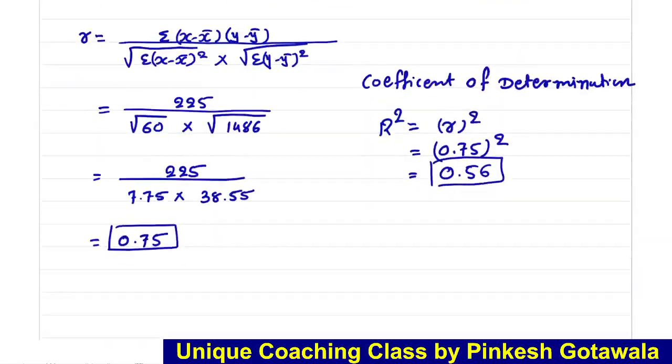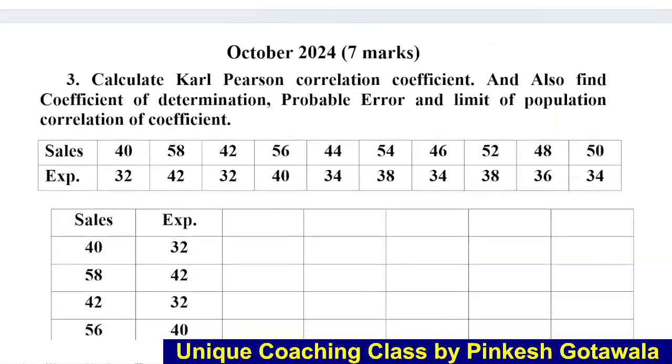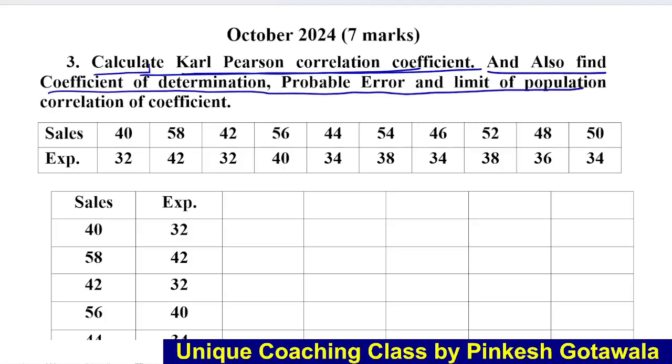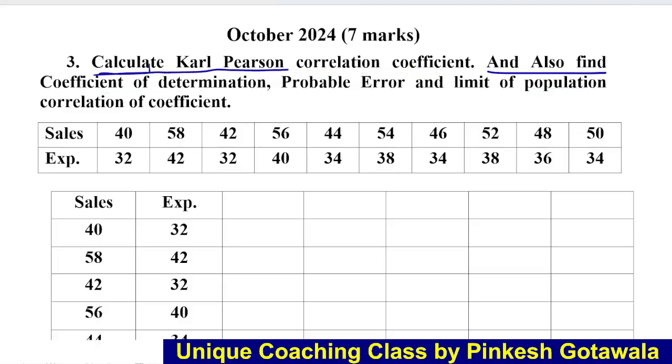Now let's see one more sum which is asked in October 24 for 7 marks. Calculate Karl Pearson correlation coefficient. Here they told Karl Pearson correlation coefficient, means the same point. And also find coefficient of determination, probable error and limit of population correlation coefficient. Now in this paper only they ask this.